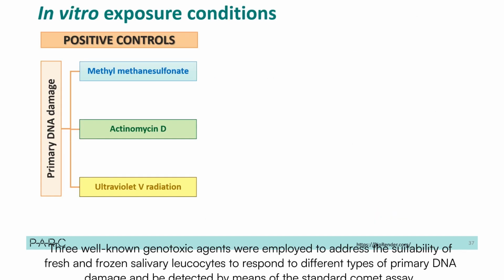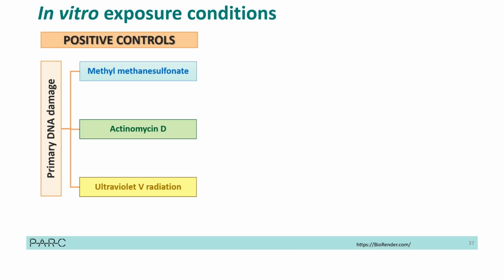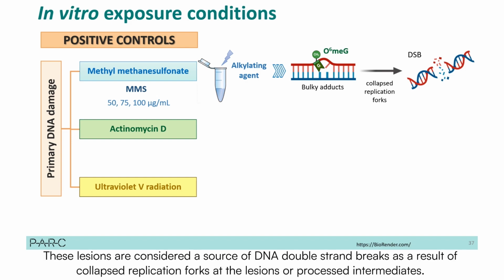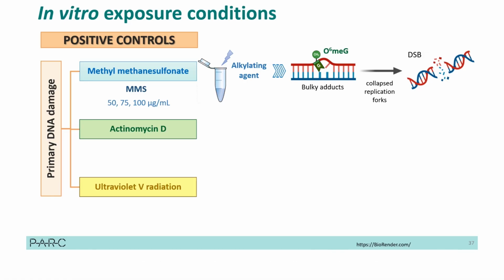3 well-known genotoxic agents were employed to address the suitability of fresh and frozen salivary leukocytes to respond to different types of primary DNA damage and be detected by means of the standard COMET assay. Specifically, cells were treated with methylmethane sulfonate, an alkylating agent that methylates DNA bases, essentially guanine and, to a lesser extent, adenine. These lesions are considered as a source of DNA double-strand breaks as a result of collapsed replication forks at the lesions or processed intermediates.